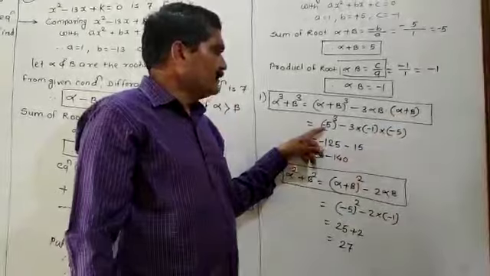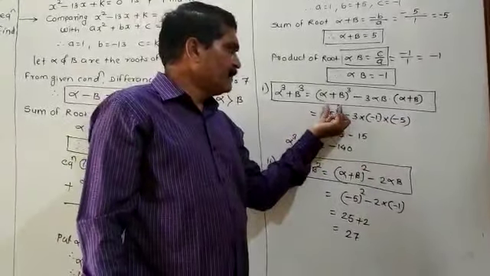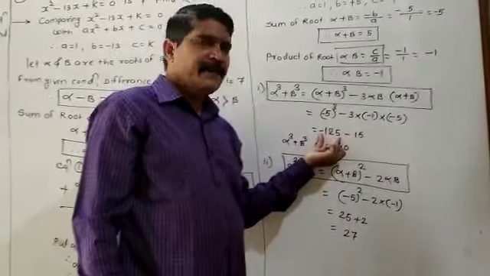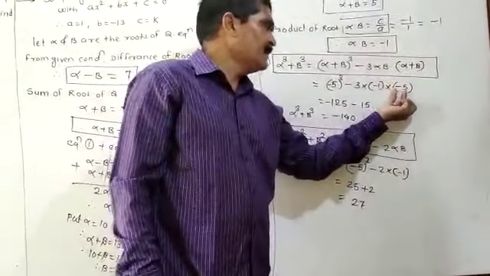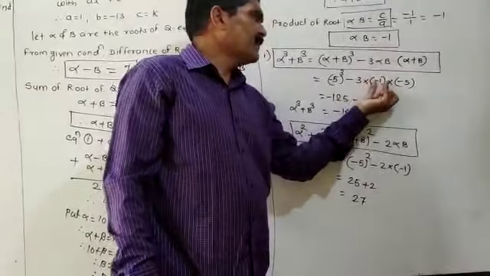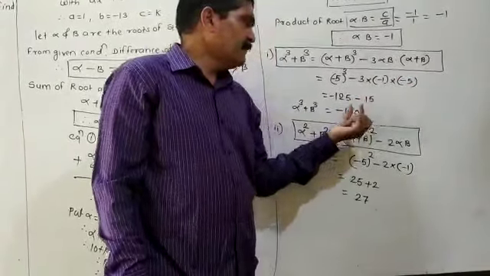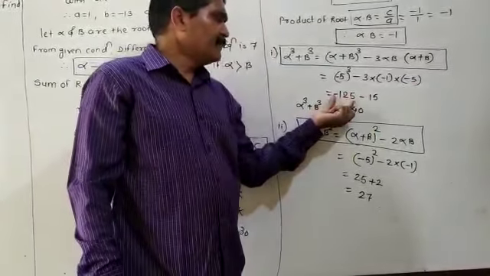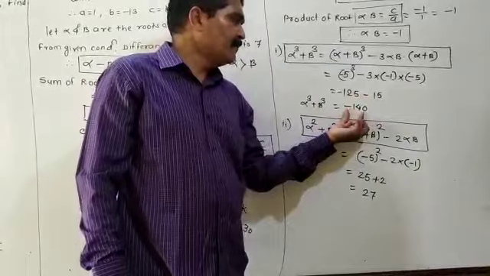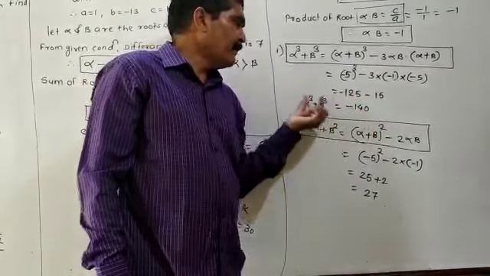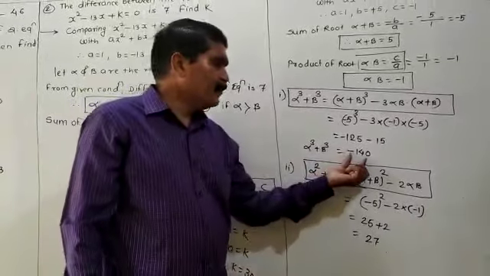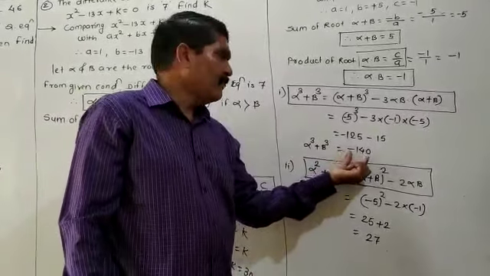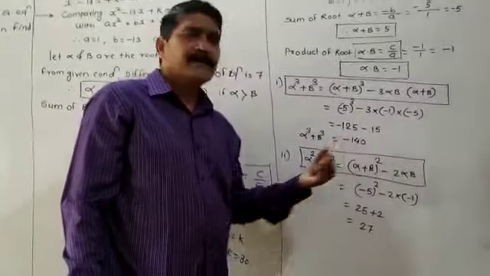Here minus 5 raised to 3 is equal to minus 125. Then minus multiplied by minus is equal to plus, and plus multiplied by minus is equal to minus. 3 times 1 is 3, 3 times 5 is 15, so minus 15. Minus 125 minus 15 is equal to minus 140. Therefore the value of alpha cube plus beta cube is minus 140.